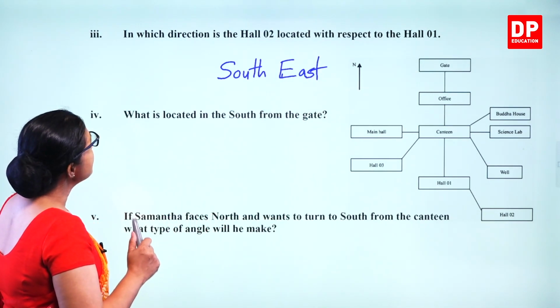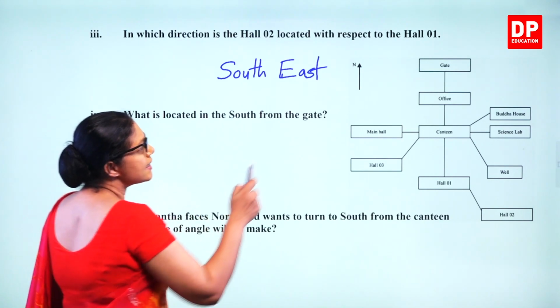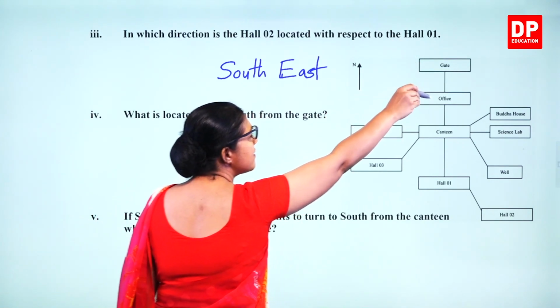Fourth part. What is located in the south from the gate? Gate is here. So south means office.